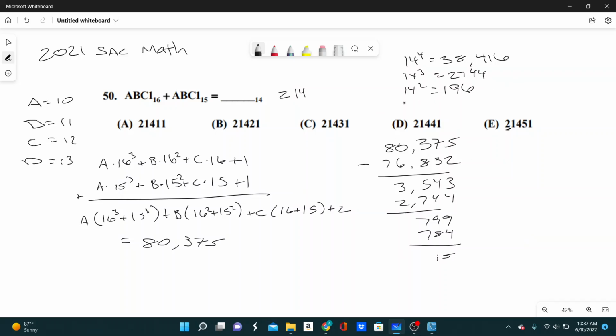And then let's see. Next power is just 14 to the first, which is 14. And 14 goes into 15 just 1 time. Subtract that out and you get 1. And so you get a 1 for the tens place, and then a 1 for what you have left over. So we're going to get 21,411. And that's answer choice A.